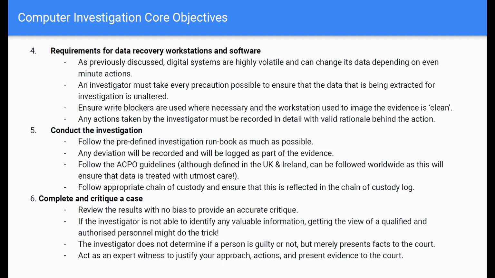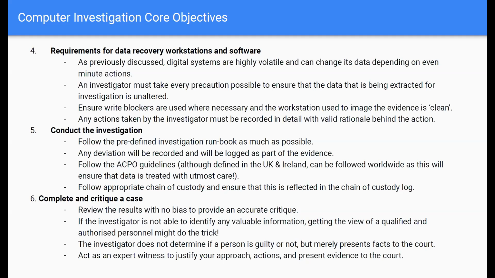And follow the ACCA guidelines. This is really good. I have another slide right after this. I will take you through that. Even though this is defined in the UK and Ireland, it can still be followed worldwide because the whole aim is to make sure that the data is treated with utmost care.